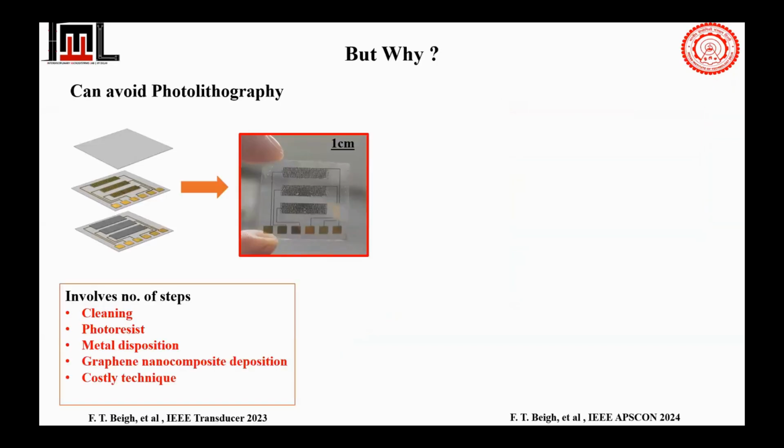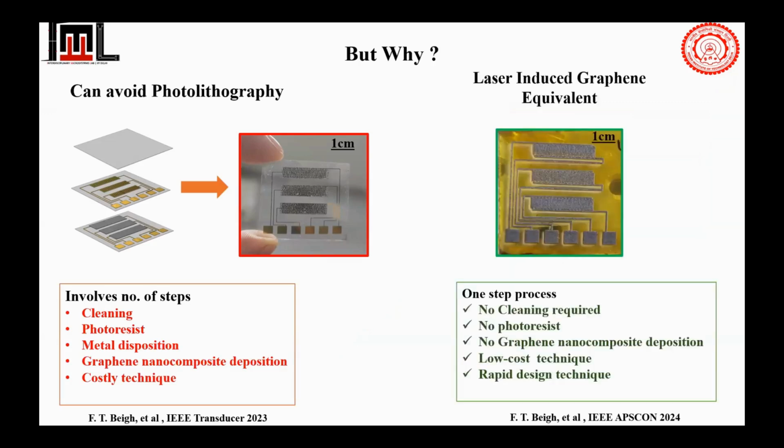So why are we doing this? If you look at this first application, the first sensor that we fabricated, for this we needed a clean room. A clean room needs some stuff that you require. You require a photoresist, you require metal deposition. All these things are multi-step. So what we could have done with a single step, the same thing we did here. We just do this with the laser induced graphene.